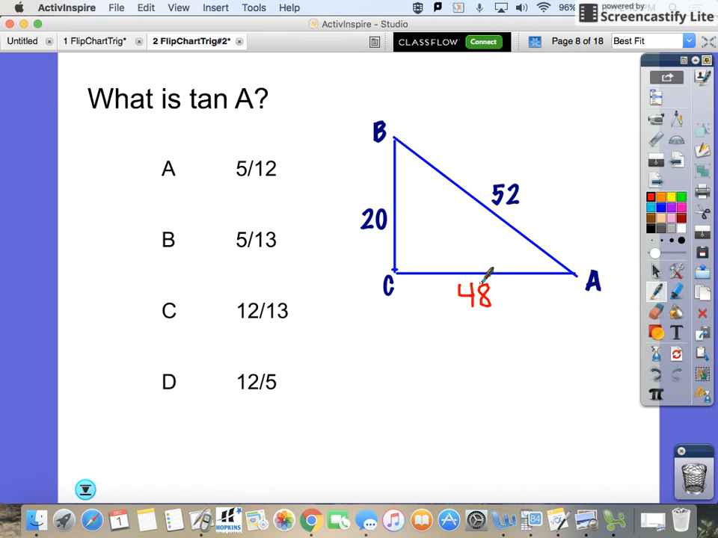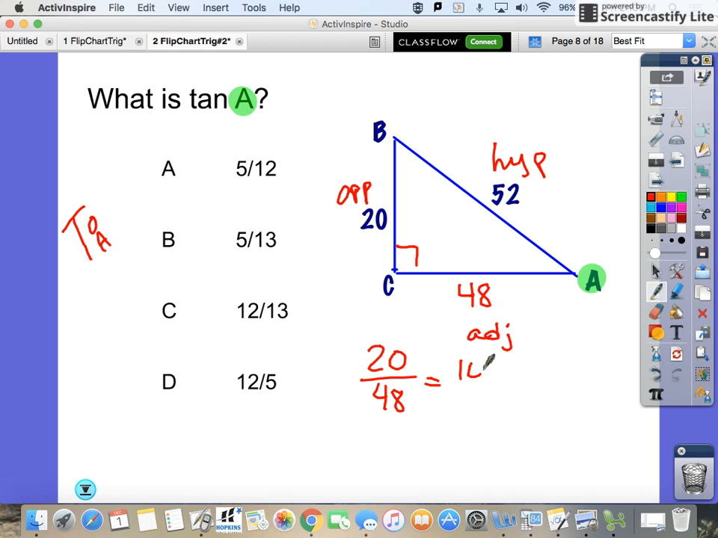Tangent, so I just told you that's 48. Tangent of A again, so we're standing at A. This would be our opposite, hypotenuse, because it's across from the 90, and then this is adjacent. Tangent is TOA, opposite over adjacent, so 20 over 48, which is 10 over 24, which is 5 over 12. So this guy.